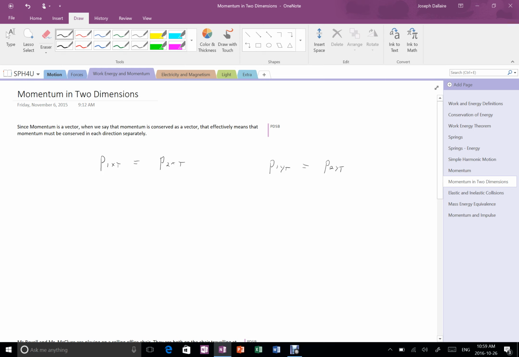Since momentum's a vector, we can treat momentum conservation in each direction separately, and it still needs to be conserved. We could do an overall diagram where we look at the overall vector sum of momentum to show that it is conserved, but dealing with it in each direction is what we're going to approach in this video.